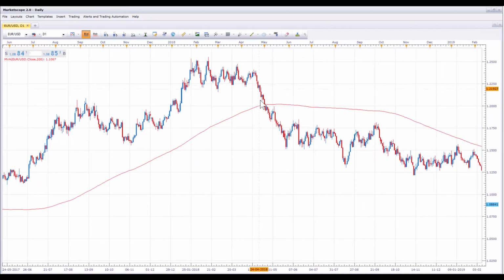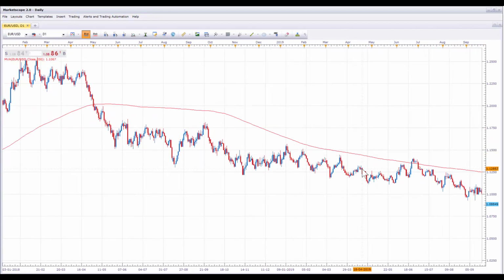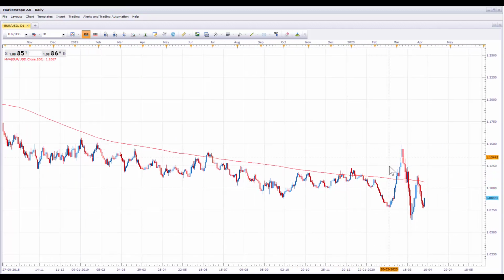In this example, you can see that I've installed a 200 simple moving average on the Euro USD chart. And as you can see, first we have an uptrend since the moving average is below the candlesticks, and then the trend changes to a downtrend since the moving average is above the candlesticks.